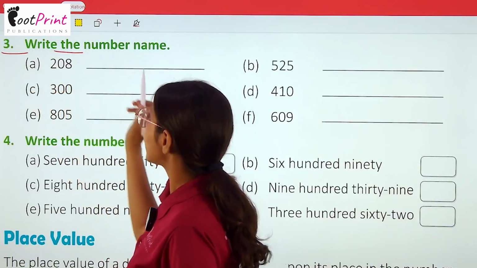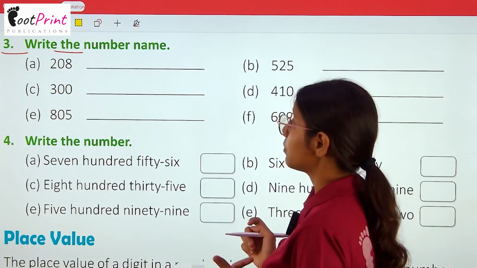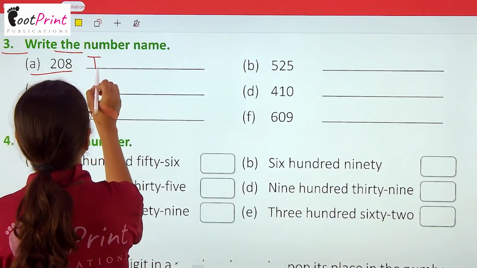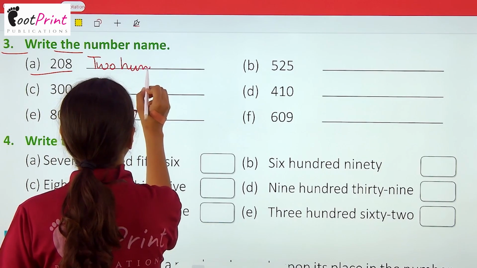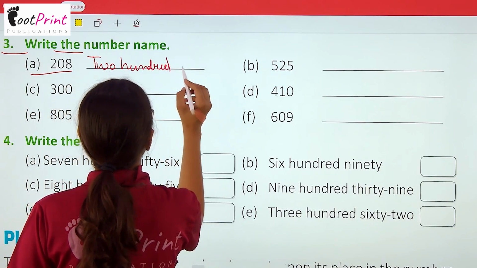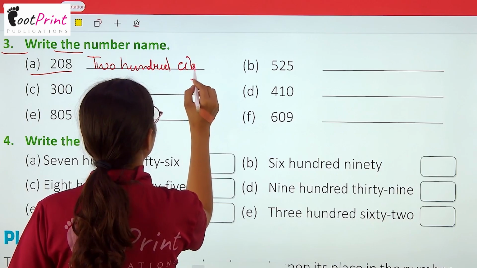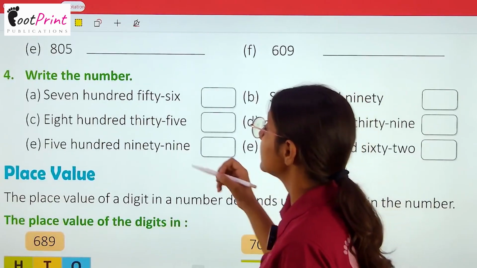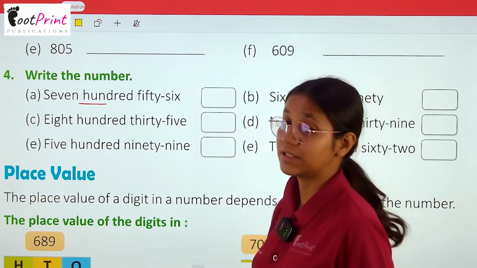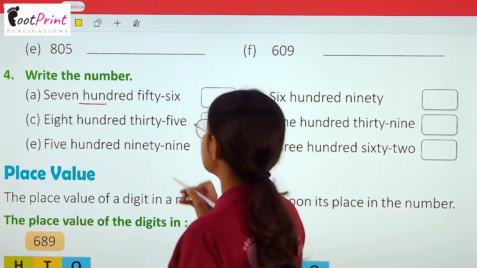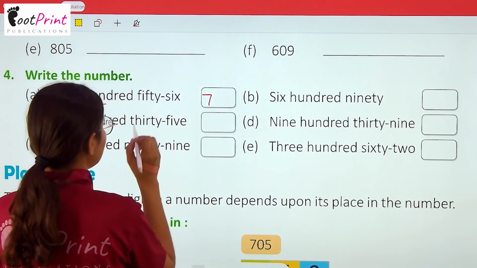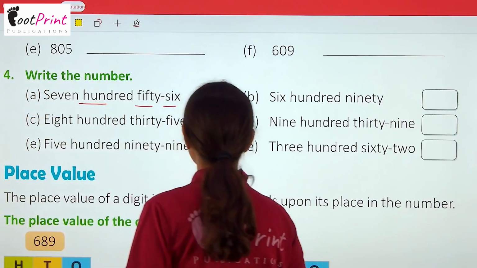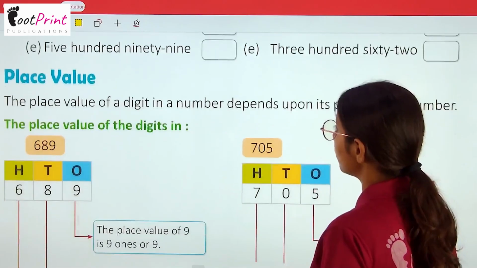Question number 3 says, write the number name. So we have to write the number name of this number. So here is 208. Now question number 4 says, write the number. 756. So we have to write 700 and then 56. 5 and 6. The number is 756. The rest of the parts you have to do on your own.